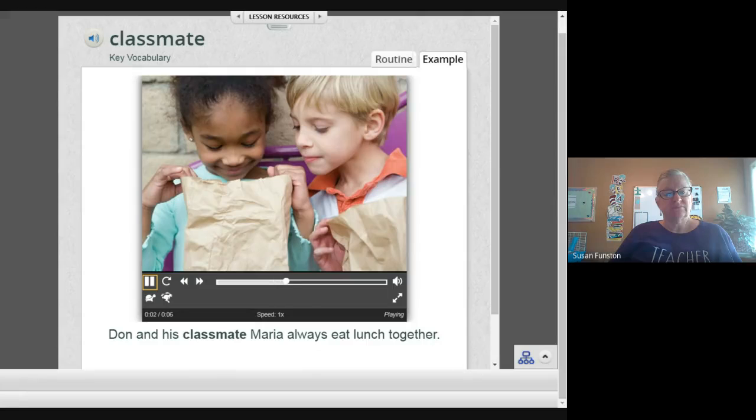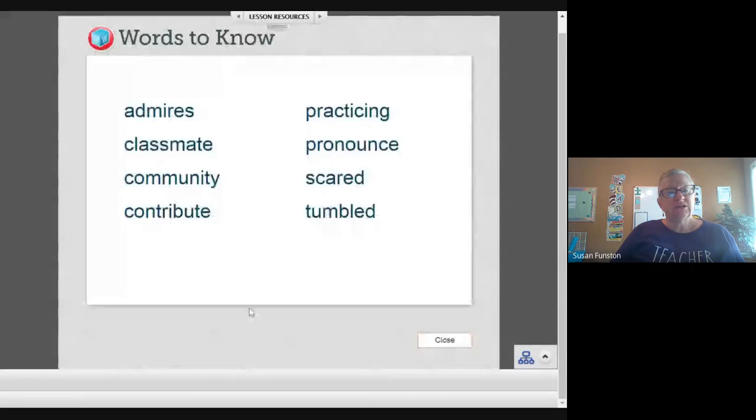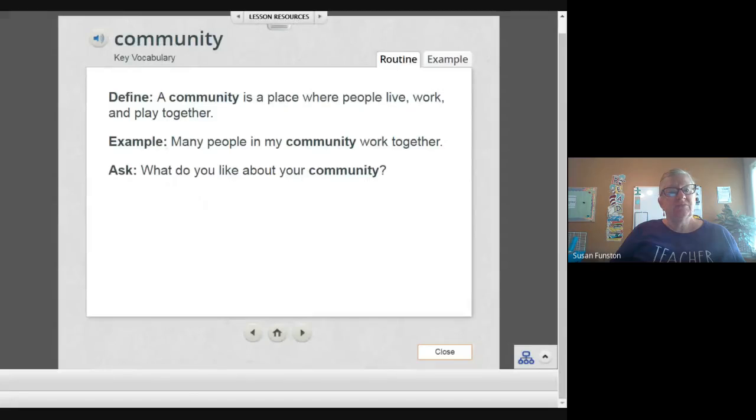Classmate. A classmate is someone who is in your class at school. Don and his classmate Maria always eat lunch together. What things do you do with a classmate? So unfortunately, right now, we can't do that many things with our classmate. Only when we are together during our meet time can we do things with our classmates. But hopefully soon, we will all be back together. Okay, our next word is community.